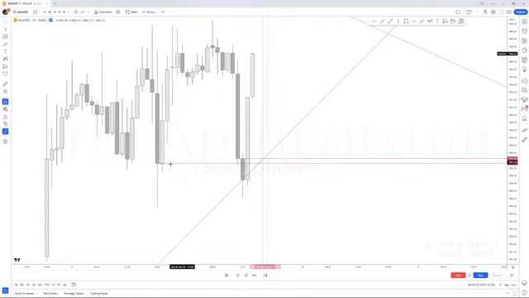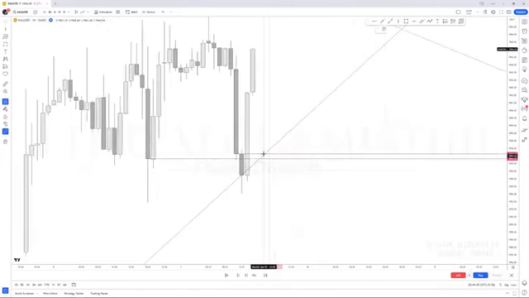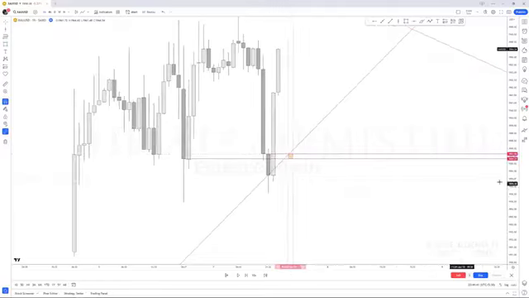Okay, and then we had daily and H1 levels. We had this beautiful trend line in here as well. So this is the zone that I'm focusing on for buys. Okay, so I'll show you. I'll show you all of that.